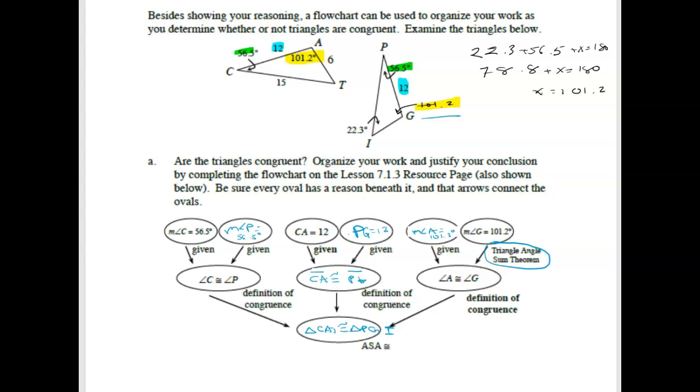And again, make sure that you use the congruency symbol. I'm going to write it a little bit bigger. So CAT is congruent to triangle PGI. So again, you might have to make your ovals a little bit larger so that you can fit some stuff in. And do not forget the arrow. So again, one thing is leading to another thing. Everything that you put in an oval needs to have a reason behind it.